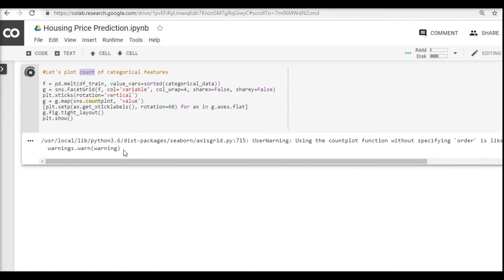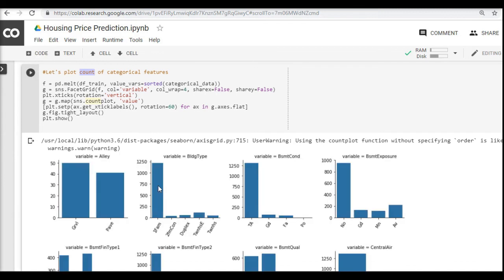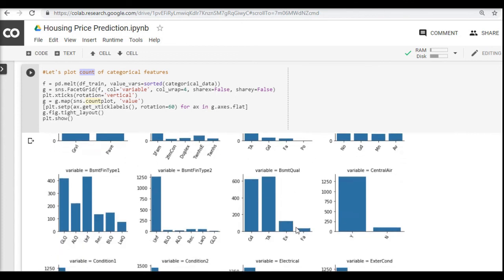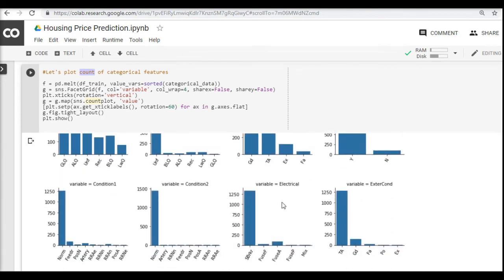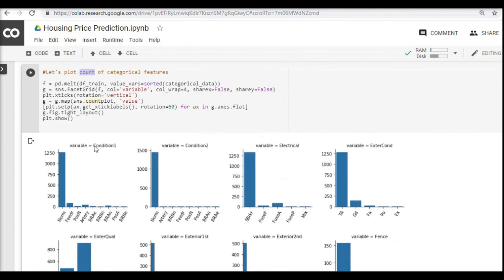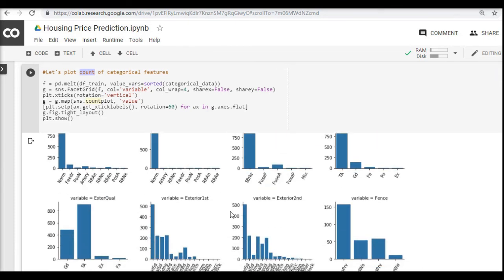Okay, for the time being we can ignore these warnings. Similarly, it takes a little bit of time. Okay, we got it. So we see the count of each categorical feature and their values. We can see the basement condition as a categorical feature, the basement quality and so on, the electrical and so on, the condition one and so on.